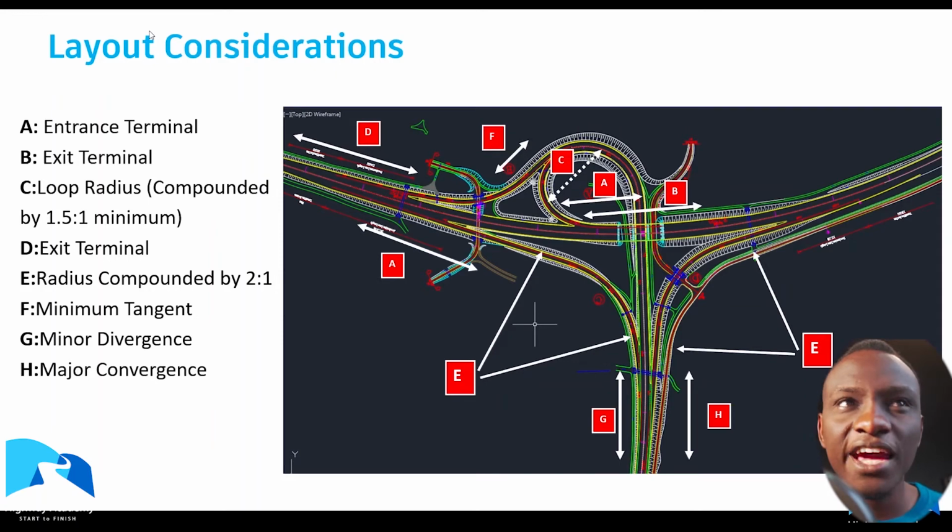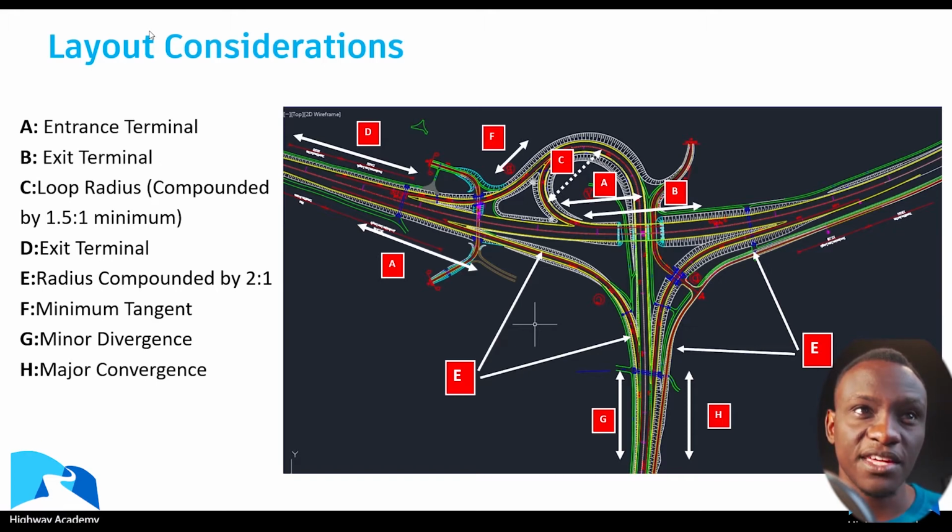So what are the layout considerations in this case? As earlier mentioned, when we look at A, we shall be having a good consideration in regards to the entrance and exit terminals. These will have deceleration and acceleration lanes. We shall be looking at the loop radius, which has to be compounded by 1.5 to 1, that is to say minimum. The radius, because it's a compound curve. If you look at the loop, it's a compound curve. And then we shall be looking at the exit terminal.